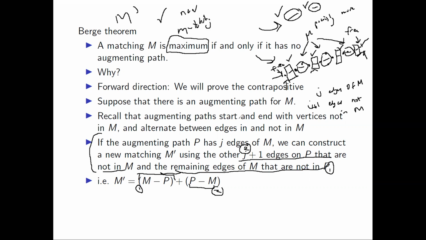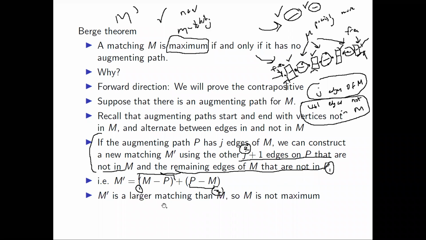And M prime is larger because we started with M, however many edges M has, and we replaced exactly j edges of M with j plus 1 edges that were not in M. And we left all the other edges that were in M alone. So we just took j edges that were in M and replaced those j with j plus 1. We didn't change the rest of M, so the size went up by 1. So M prime is a larger matching than M, so that means M is not maximum. So that gives us the forward direction.